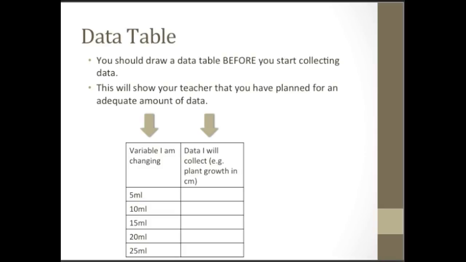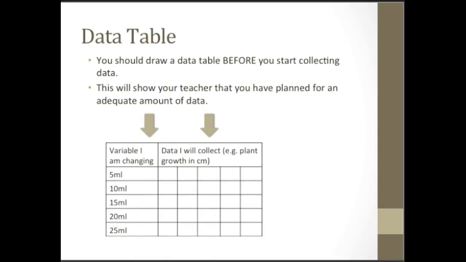In the second column then, you're going to record your data. For example, plant growth in centimeters. And notice that I have included my units. Just like I needed to know how long to cook the lasagna, I also need to know how I'm measuring the plant, how I'm measuring the water, what units am I using. Now, as we said, you must repeat your experiment 5 times in order to make it reliable. So your data table won't look exactly like this. It will look like this. Each of those columns then under the data I will collect is a separate data collection event. So you'll collect it 5 times for all the 5 mils.